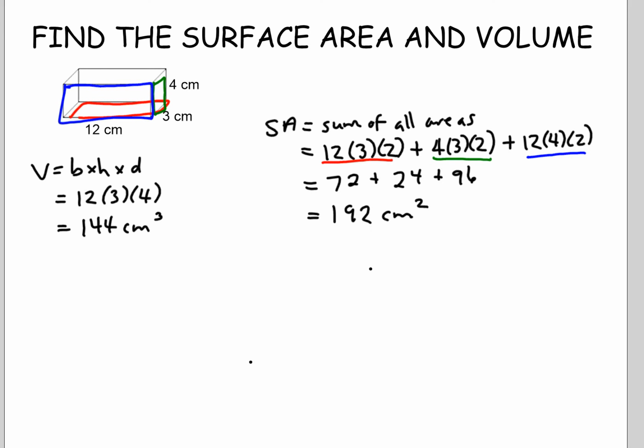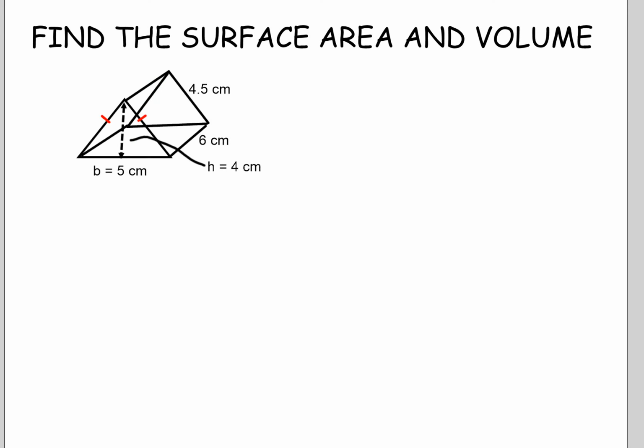So let's look at a triangular prism. So this one is kind of like a Toblerone bar. One thing to notice with this one is that these two sides are equal, so that will help us when we're doing surface area. So again, we're going to start with volume because it's the easiest.